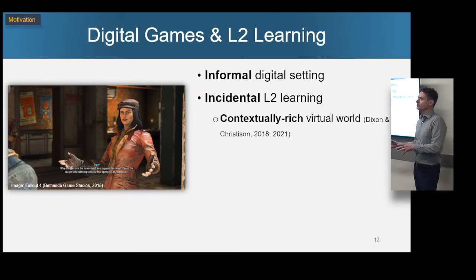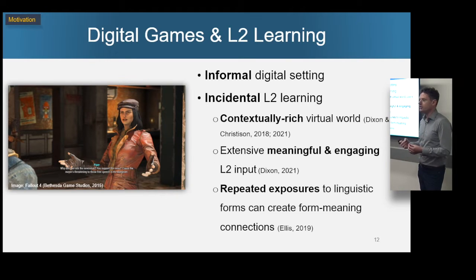When it comes specifically to second language learning in digital games, often researchers talk about this, again, informal digital setting, right, where this incidental learning can take place. And they talk about games being really useful because of their contextually rich virtual world, right? You get this meaningful and engaging input, sometimes producing output if you're playing a multiplayer game, right? Repeated exposures to linguistic forms, as Ellis writes about, can create these really important form-meaning connections in the mind from these repeated exposures, right? And so games are good at repeated exposures because a lot of times they're designed to have you fail, right? So you play a part over and over and over again, and so you're seeing the language in context, many times over and over.